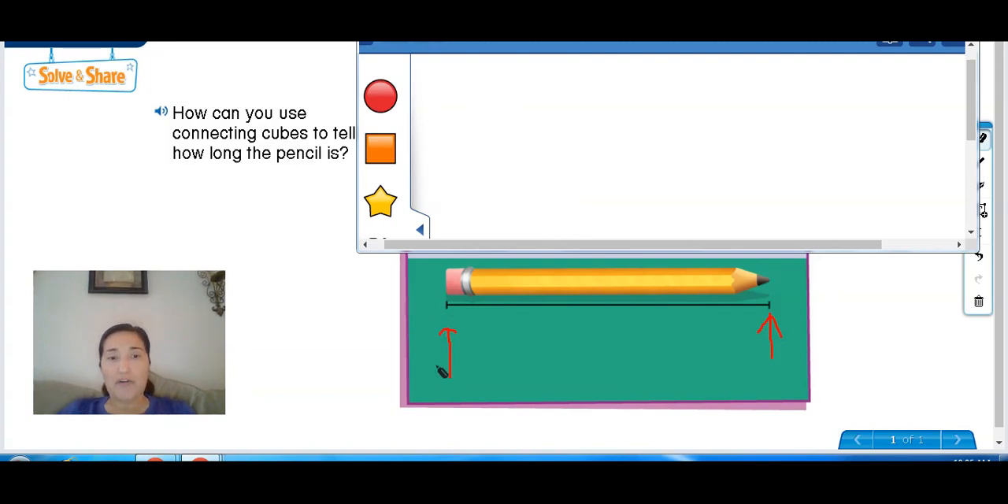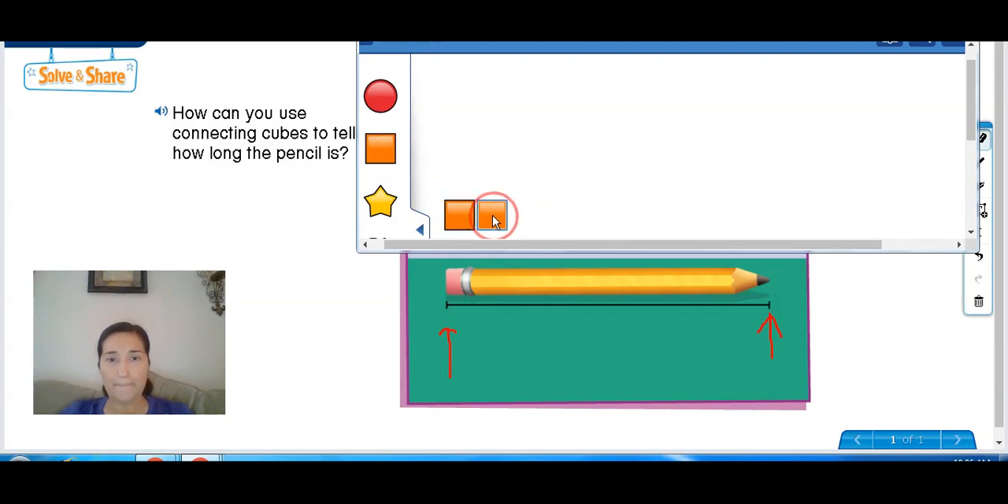I drew a red arrow at the beginning of the black line and a red arrow at the end of the black line because we always have to start at the very beginning of the object and continue until the very end of the object. So let's count how many cubes long the pencil is. I'm going to try to line it up the best that I can right here in the beginning.